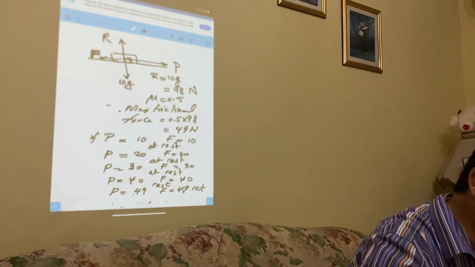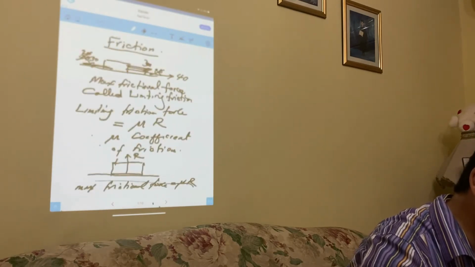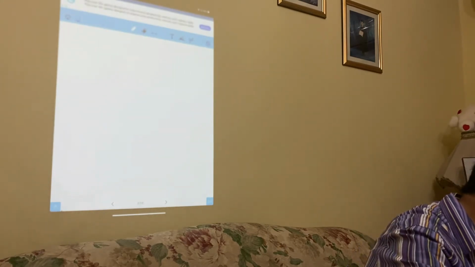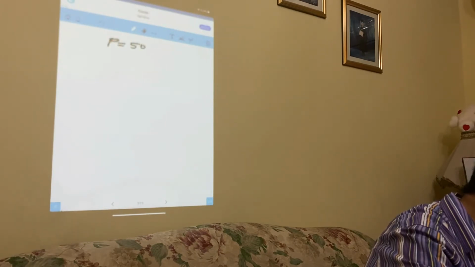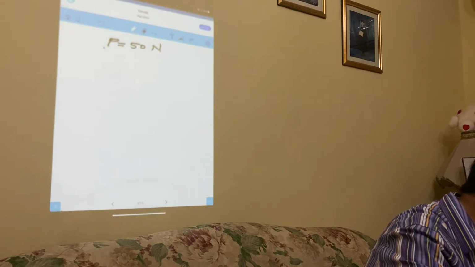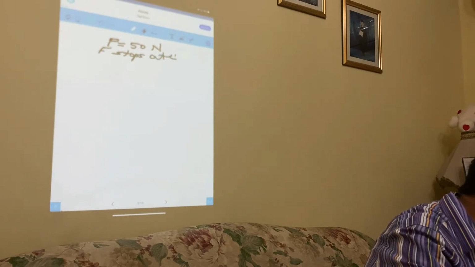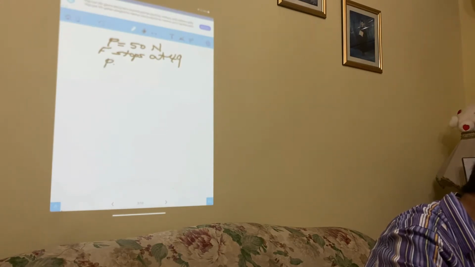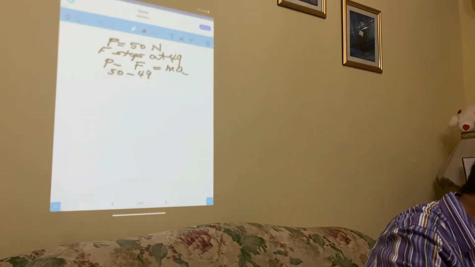But if P is 50 Newton, then the friction stops at 49. Therefore, P minus F equals MA: 50 minus 49 equals mass times acceleration.